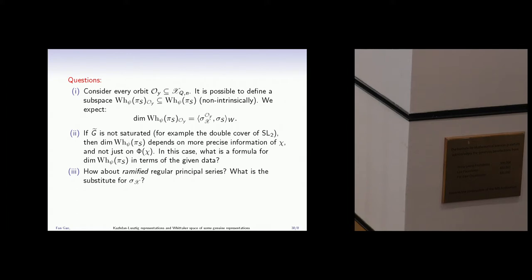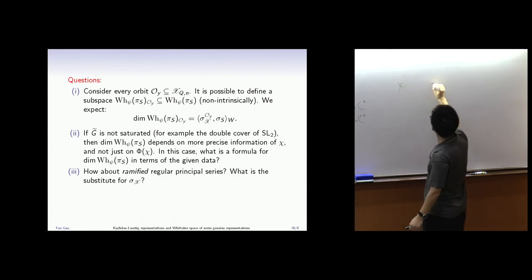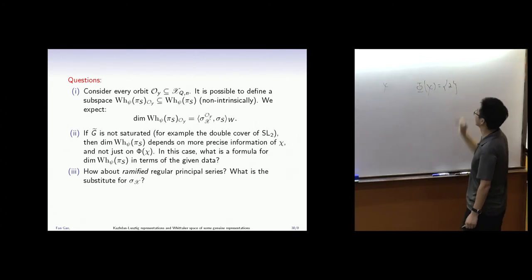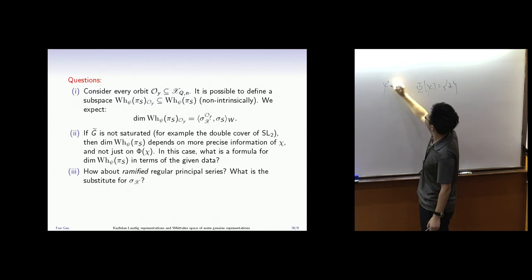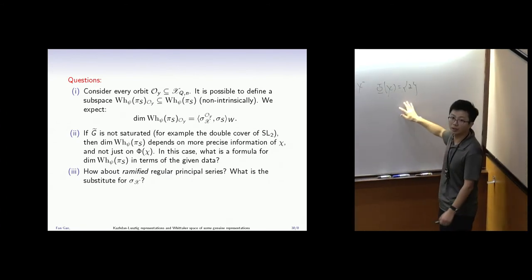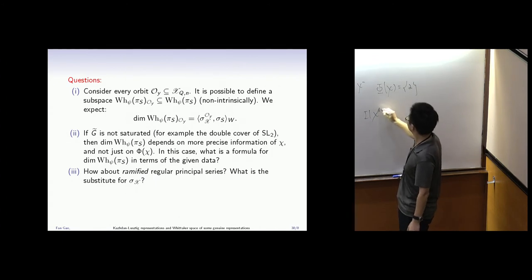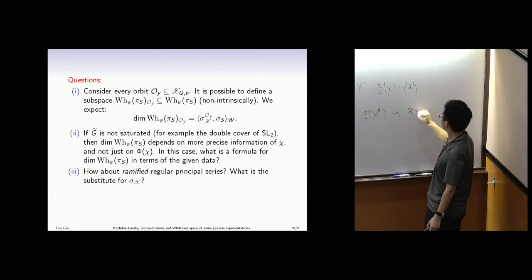Another situation is if you consider, for instance, a covering group which is not saturated. For instance, the double cover of SL2 is not saturated. In this case, consider your chi to be such that the set of reducibility consists of one single point, the simple root alpha. Consider chi such that its Y chi is actually just alpha. It turns out there are two chi's. I could call them chi plus and chi minus. There are two unramified regular genuine characters such that this is true.